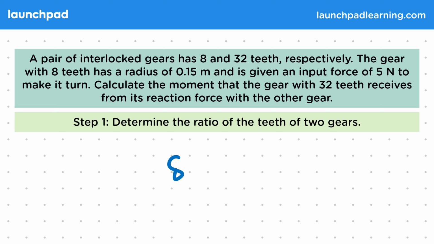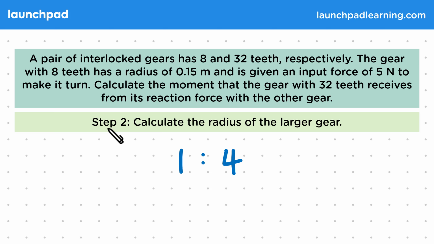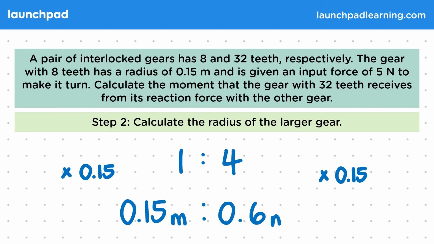So for step 1, let's determine the ratio of the teeth of the two gears. So the first gear has 8 teeth and the second has 32. We can divide both sides of the ratio by the same number to make one side 1, as this makes the ratio easier to work with in the next step. So here we can divide both sides of the ratio by 8, and that gives us a ratio of 1 to 4. For step 2, let's calculate the radius of the larger gear. The smaller gear has a radius of 0.15 metres, so we can multiply our ratio by 0.15 on both sides, giving us the ratio of radii, and that becomes 0.15 to 0.6 metres. So the radius of the larger gear is 0.6 metres.